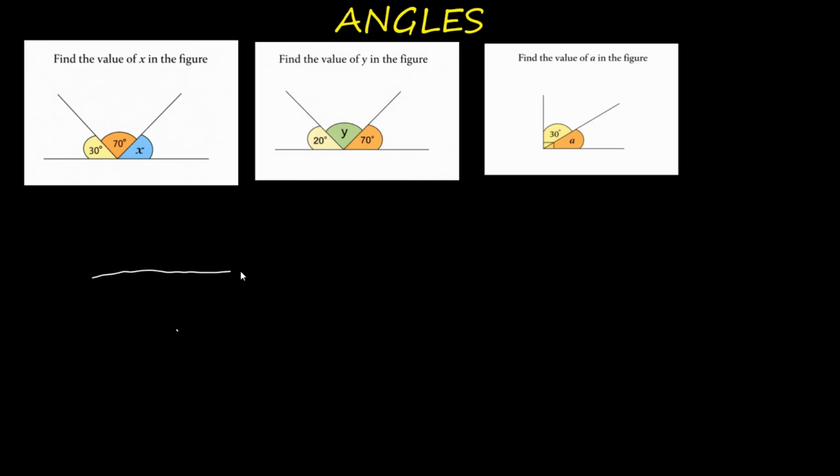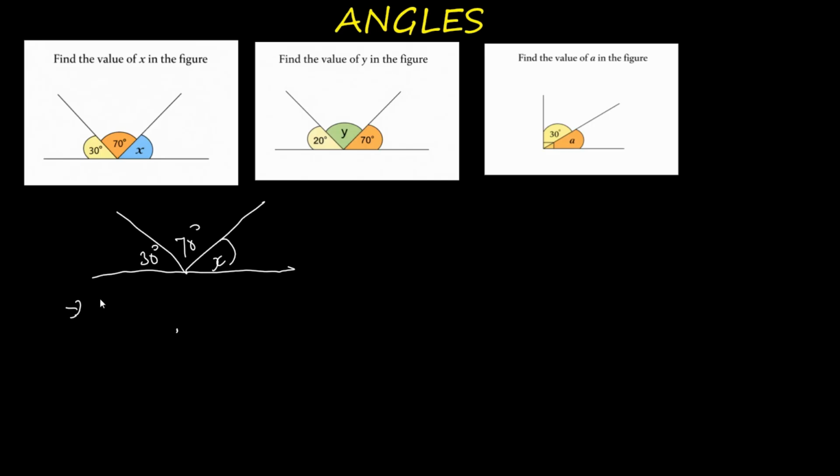So I have a straight line, and on the straight line you have 70 degrees, angle 30 degrees, and then angle x. So you have to find the value of this angle x. Now the property we are going to use is that, as you can see, these angles are on the straight line, and angles on a straight line sum up to 180 degrees.